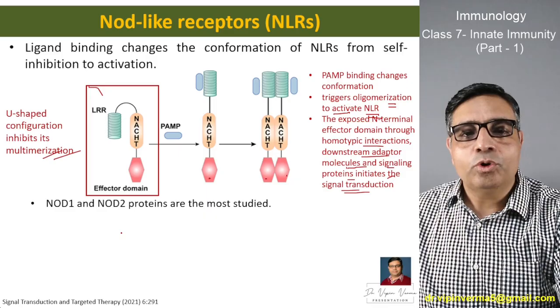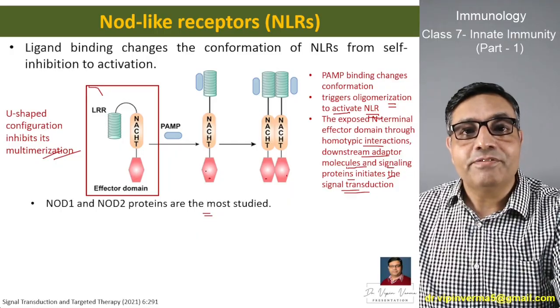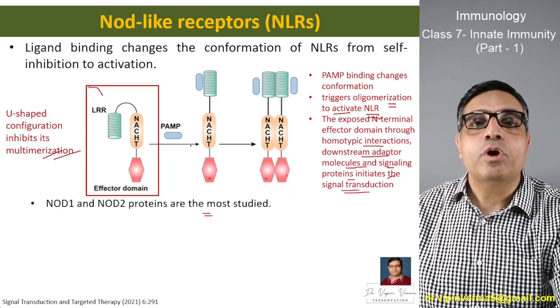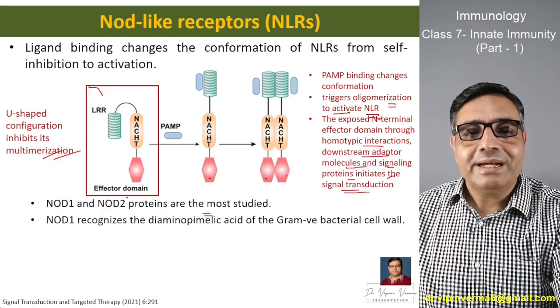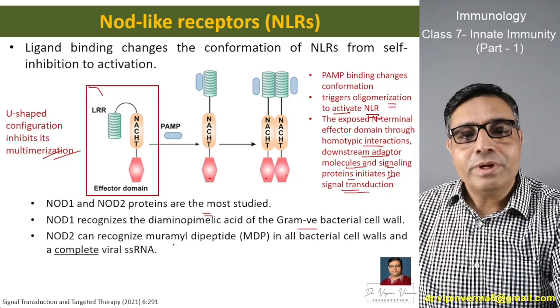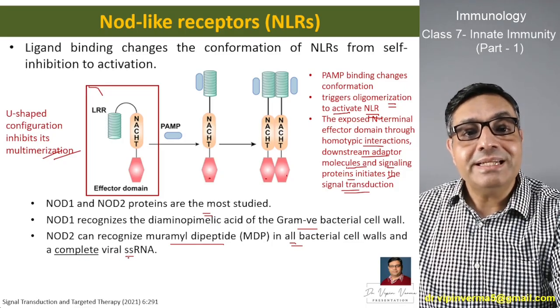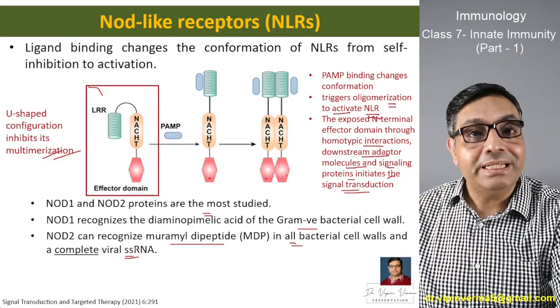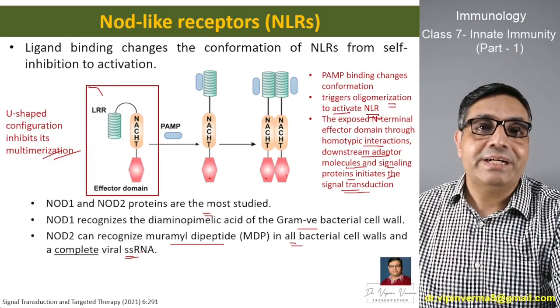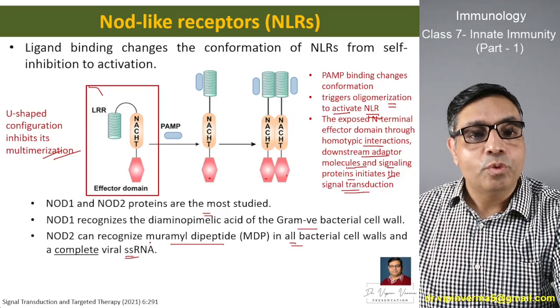So NOD1 and NOD2 proteins are the most studied proteins of the NOD-like receptors or NLRs. That's why we call this the NLR family or NOD-like receptor family. NOD1 recognizes diaminopimelic acid of the gram-negative bacterial cell wall, and NOD2 can recognize muramyl dipeptide in all bacterial cell walls and a complete viral single stranded RNA. Now this is important, not a piece but a complete viral single stranded RNA. So you can see the range of recognition these NLRs can do.